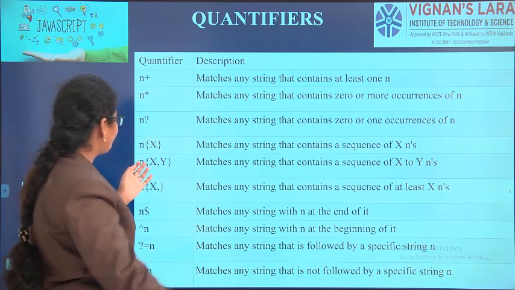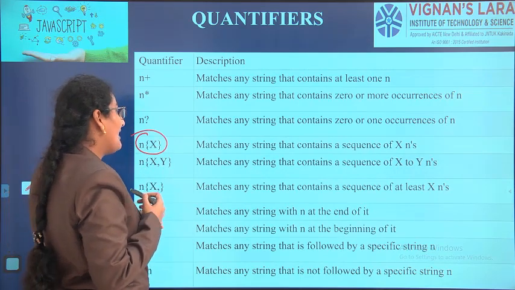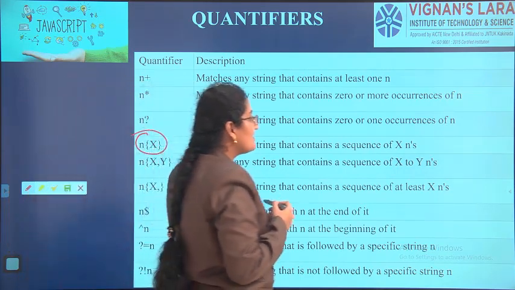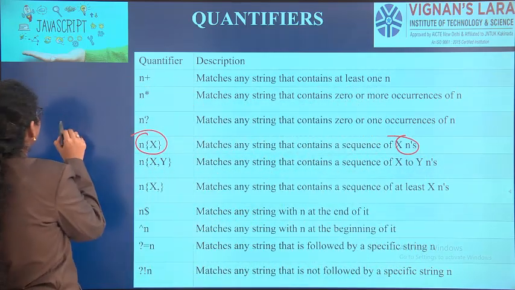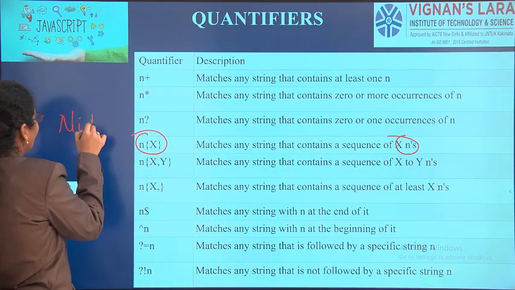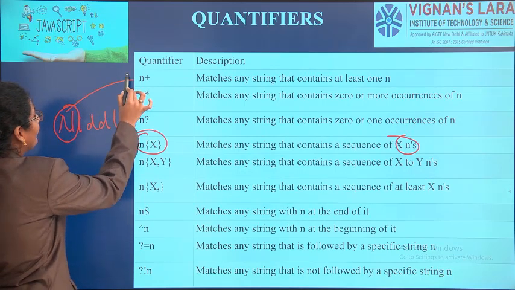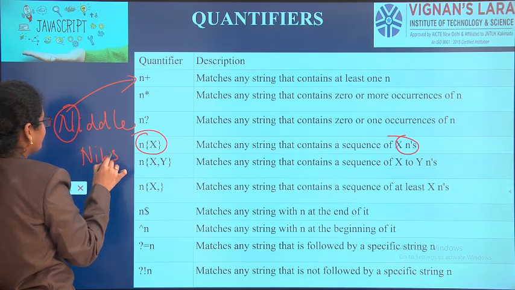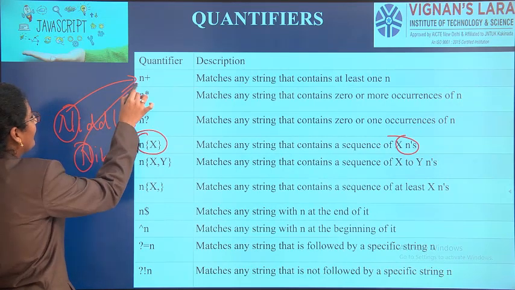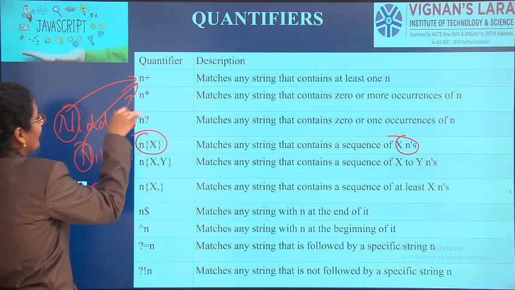So next one, n of capital X matches any string that contains a sequence of x n's. Needle has only one n, so it will match with n plus. Nibs, only one n, it will match with n plus. Pet, it doesn't have n, so it will match with n asterisk.